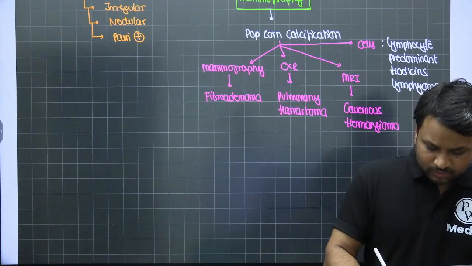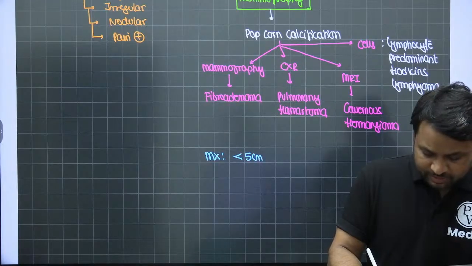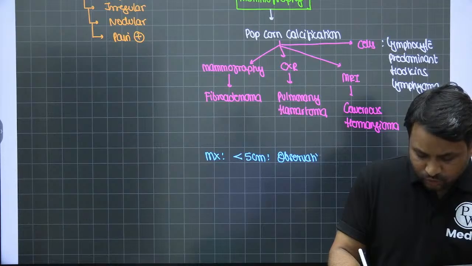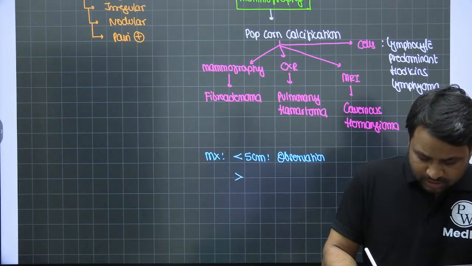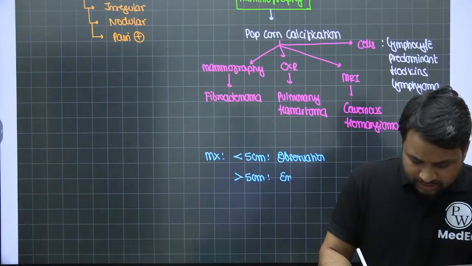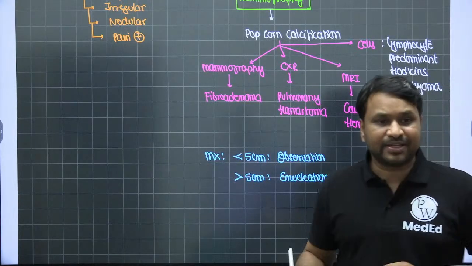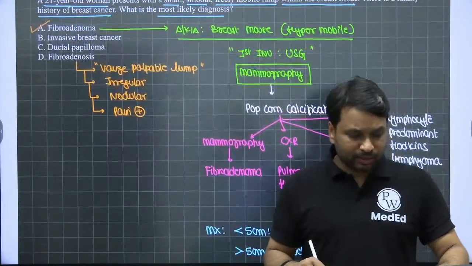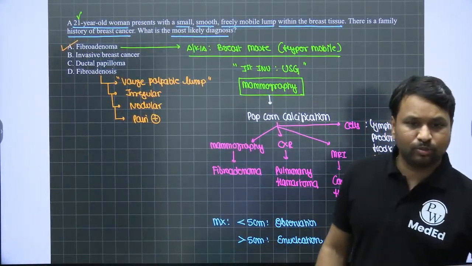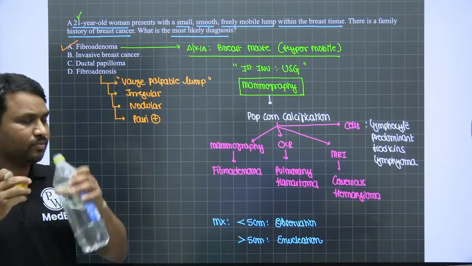Management, when it comes down to it: remember, fibroadenoma size less than 5 centimeters is going to be observation and follow-up, or simple observation. Size more than 5 centimeters, it has to be done as enucleation. Size greater than 5 centimeters, it is going to be enucleation, right? So here it is going to be the fibroadenoma of the breast.